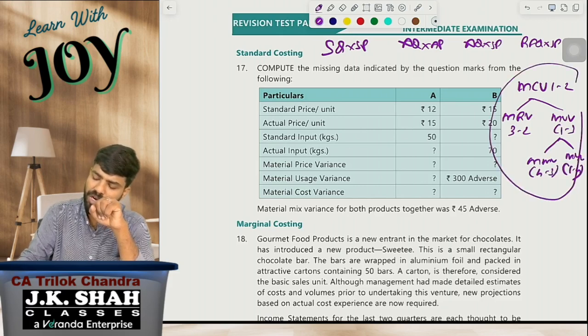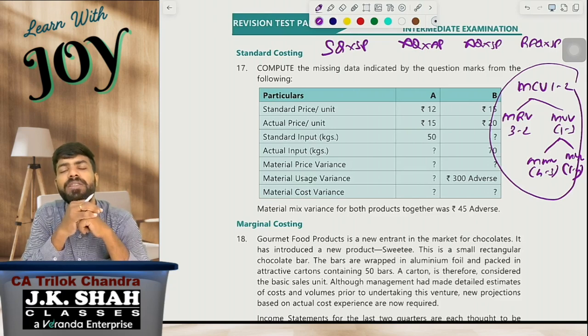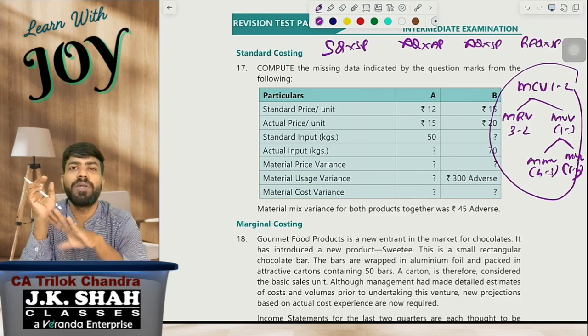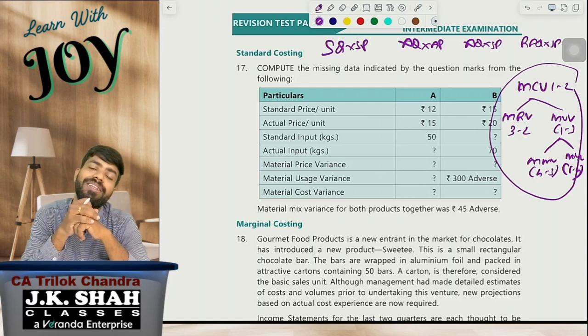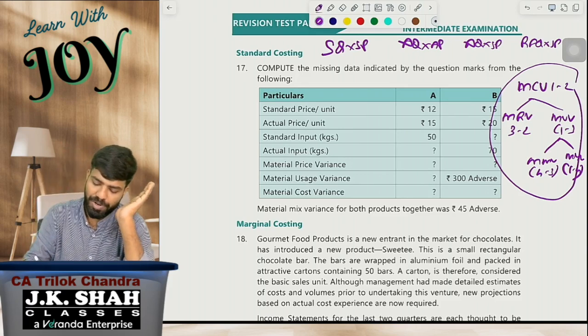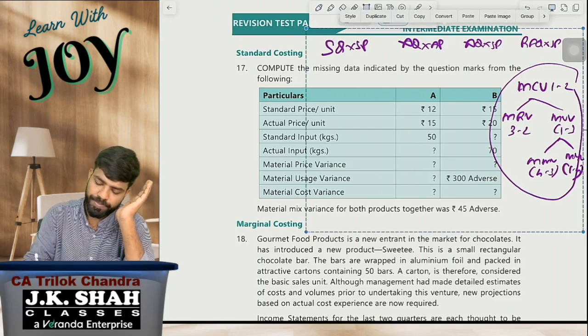The same chart is applicable for labor, for variable overheads, for fixed overheads, and for the sales variances. For all the variances we can use the same chart, but the names change. Here it is material cost, there it is labor cost, like that. Now these are the formulas, so let us look into the question.